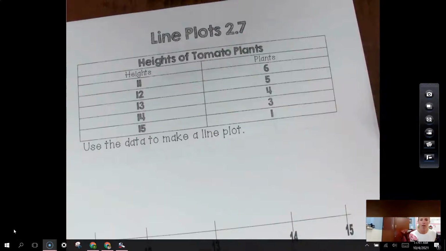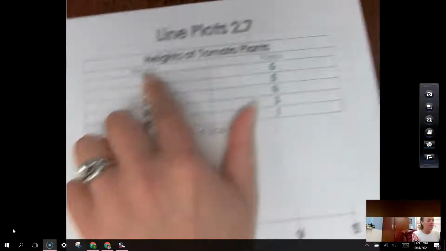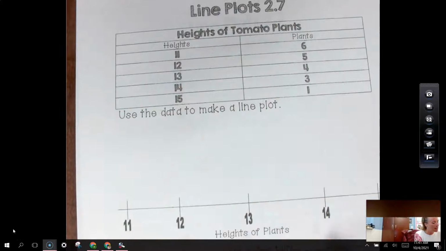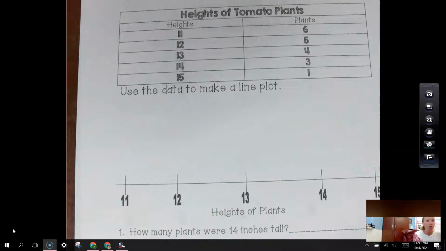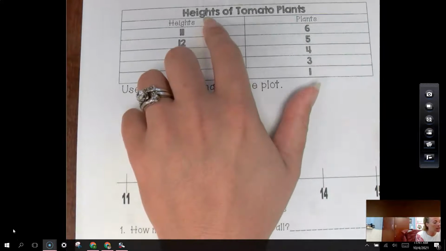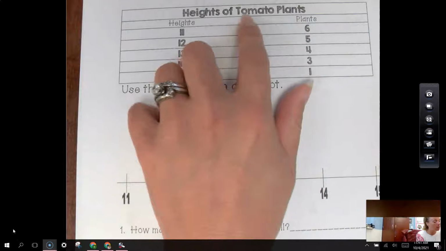All right, kiddos, now we're going to get out this paper that says heights of tomato plants, and we are going to be making our own line plot from this information. So you will notice that this says heights of tomato plants. That is what we are going to be making our line plot of, and we need to write that in. That is our title, heights of tomato plants.